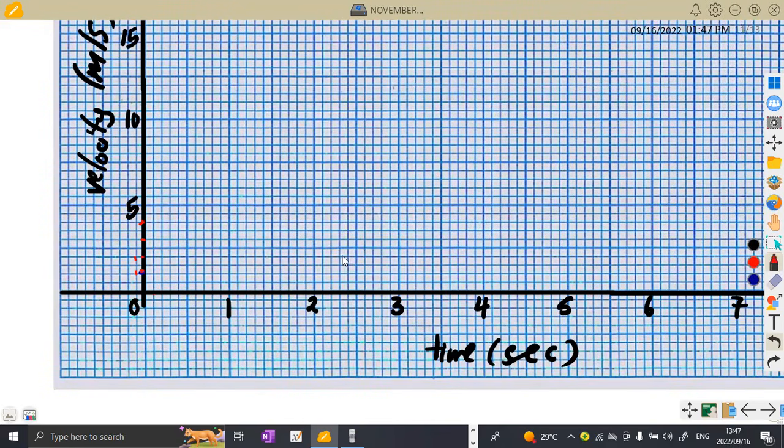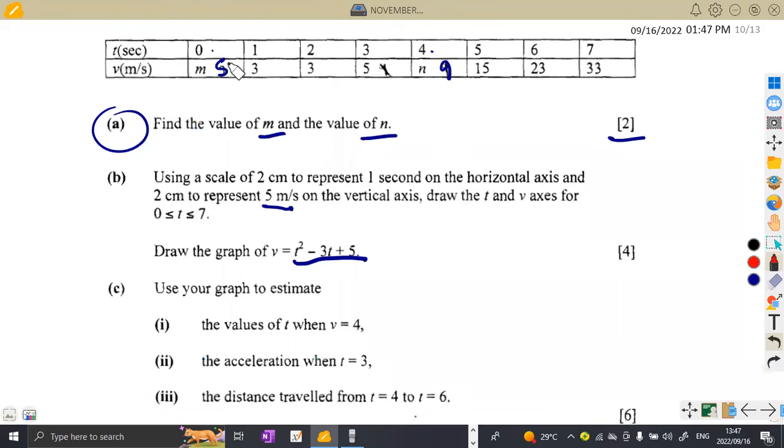Okay, so we just need to mark our points. Remember, the first point was 0, 5. So we just have to mark those points as they are. The first point here is 0, 5. Okay, so that's 0, 5. We have to mark that one.